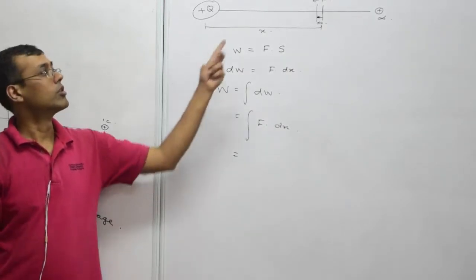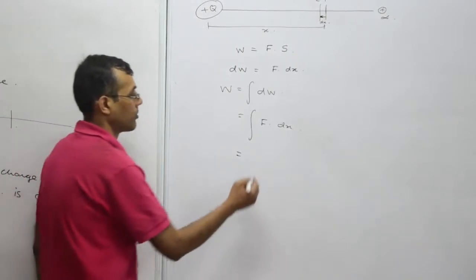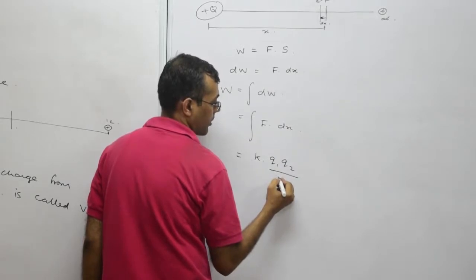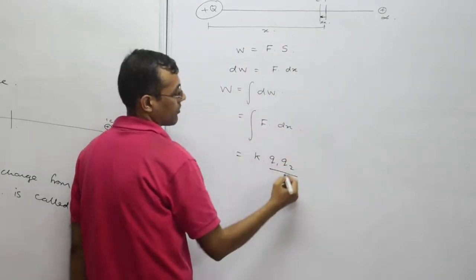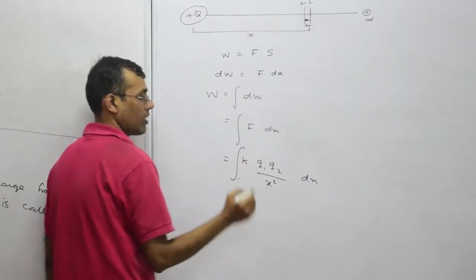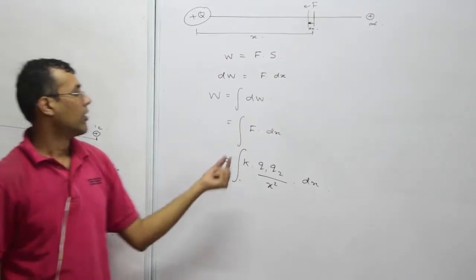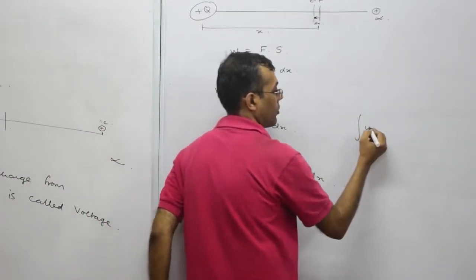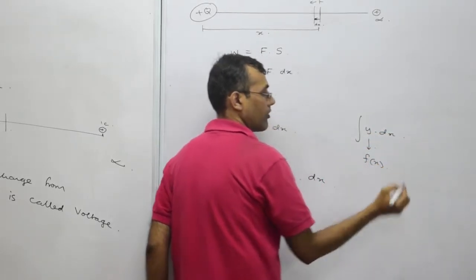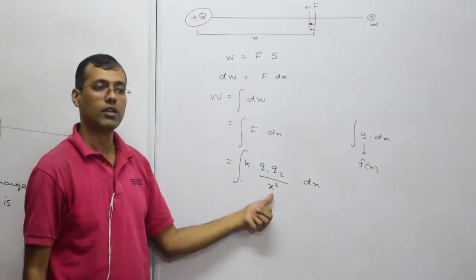No, I am talking about the force due to these charges. Coulomb's law, right? So that means F can be written as K Q1 Q2 by R squared, but I said this is distance x, so I'm going to say x squared dx. Later on in integration, you'll be studying in your mathematics that whenever you have the integral of y dx, y should be written in terms of f of x. So dx, f is written in terms of x.